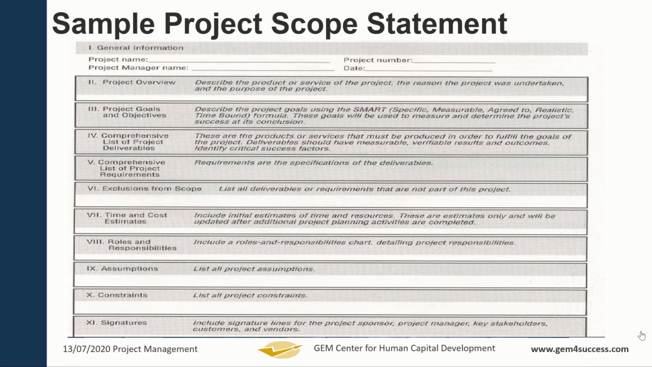So this is an example. This is a sample project scope statement. You can see from here that there are various sections. Please note that it doesn't have to look like this. This is just highlighting some of the main sections you have. Each of these sections could be paragraphs, pages, documents here and there.